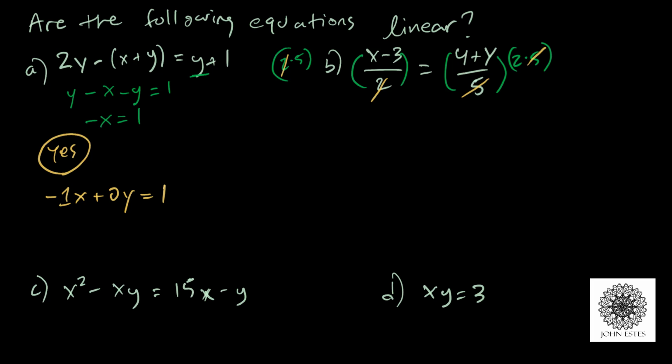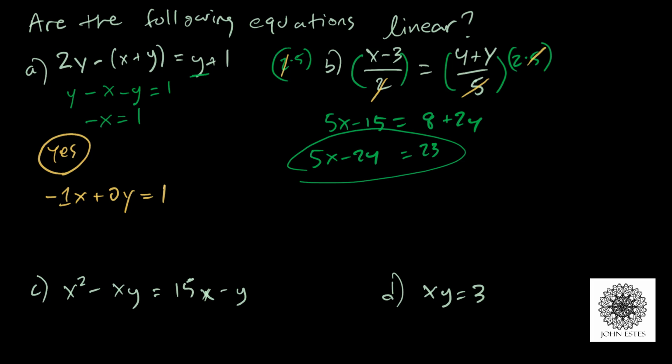So what I'm left with is, I distribute my 5 in the numerator on the left-hand side: 5x minus 15 equals 8 plus 2y. Now I'm going to get everything that's not constant on one side and everything that is constant on the other. So I'm going to add 15 to both sides. 8 plus 15 is 23, and subtracting the 2y over, I have 5x minus 2y equals 23, and that is definitely standard form. So is this linear? Yes, this is also linear.